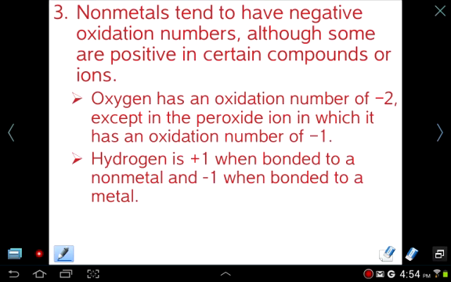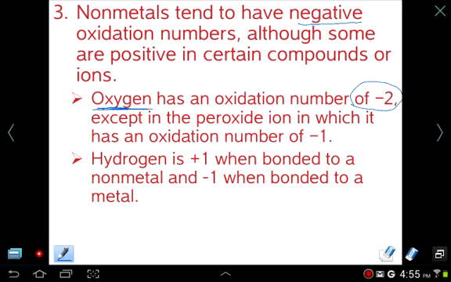Nonmetals, in general, tend to have negative oxidation numbers. This is because nonmetals are closer to the noble gases on the right side of the periodic table, and they must gain electrons to become stable. So they're usually negative. And oxygen is right there, so oxygen almost always has an oxidation number of -2.